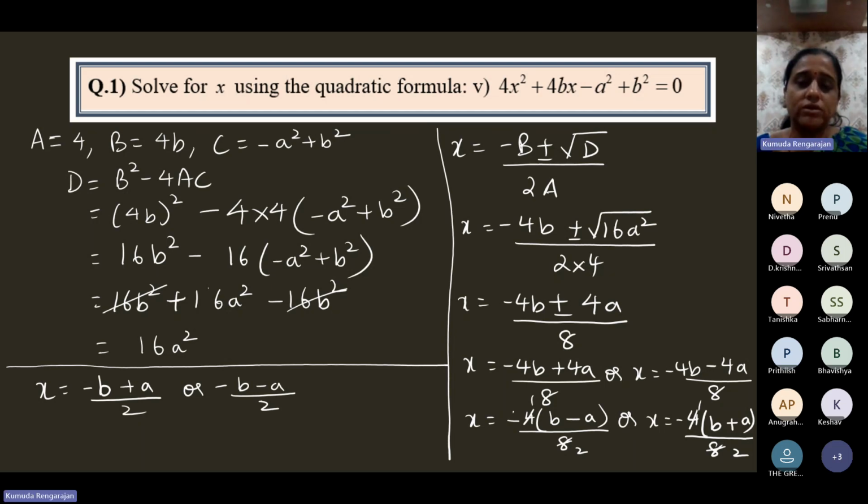Supposing 5 was common in the numerator. You don't have to take out 5 common because anyways the denominator is 8. Even if you take out 5 common, 5 and 8 you cannot simplify. So there you don't have to take out the common factor. If you had minus 5a minus 5b by 8, you can just leave it like that. Here we take out 4 common because you can simplify 4 and 8. Finished?